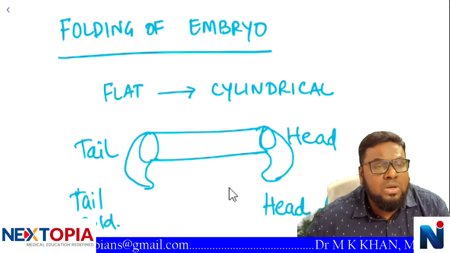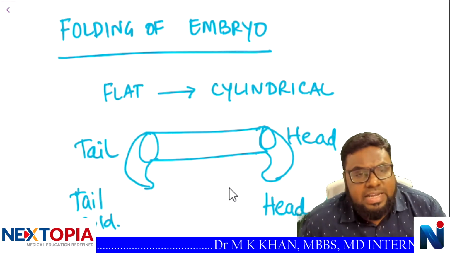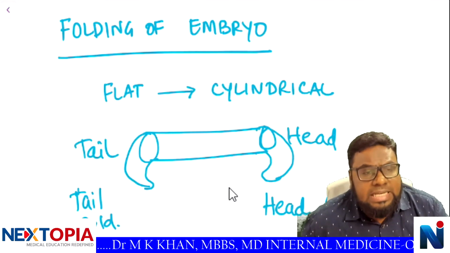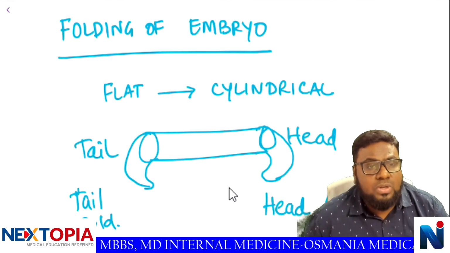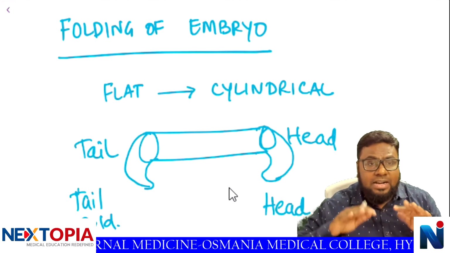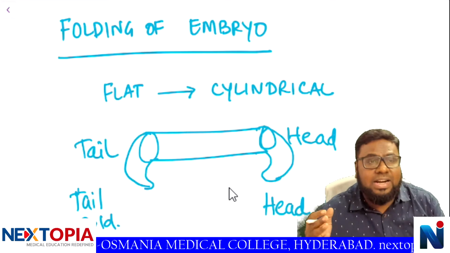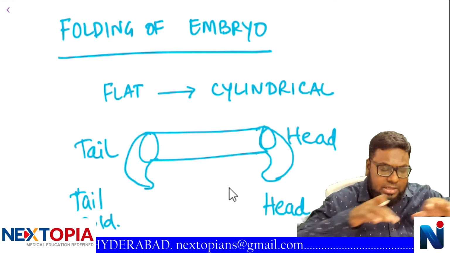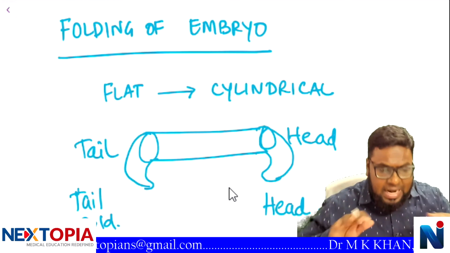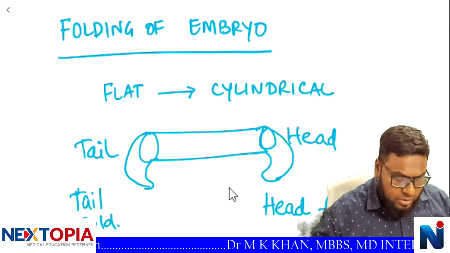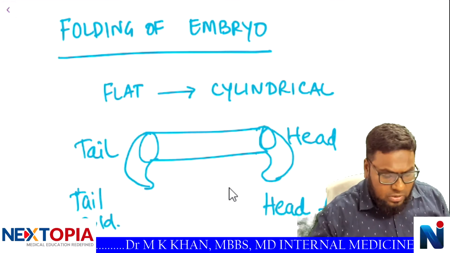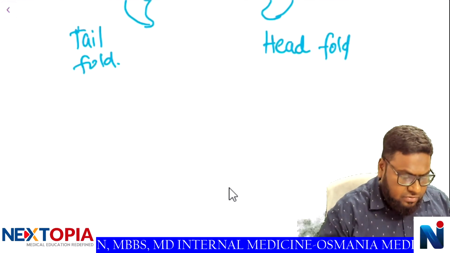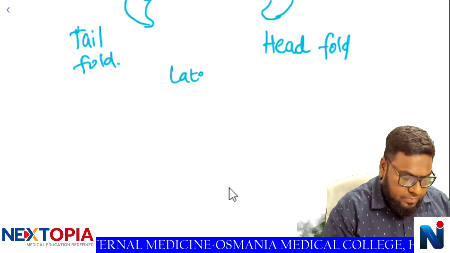All right. Now with the formation of head fold and tail fold, there are three separate folds actually formed. There is also a lateral fold forming, in the transverse plane. So this is in the anteroposterior, the craniocaudal axis, but laterally also a fold is formed. I cannot show you in this diagram. I can simply write there is a third fold called the lateral fold.